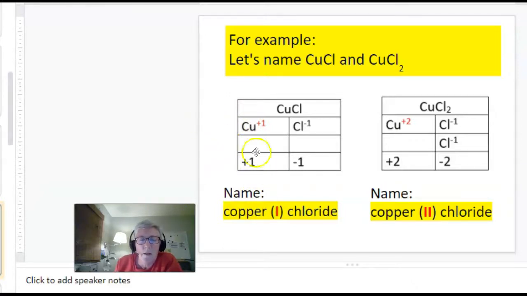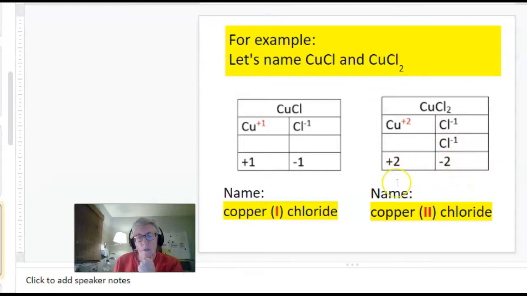All right, and so that +1 gets put down here in these parentheses, and the name of this thing becomes copper, Roman numeral 1, chloride. Or usually we just say copper 1 chloride. Okay, on the other hand, CuCl2 over here, we need to name this one. All right, and I look at chloride again. It's got a -1 charge, and I have two of them. So overall, the anion side is a -2.